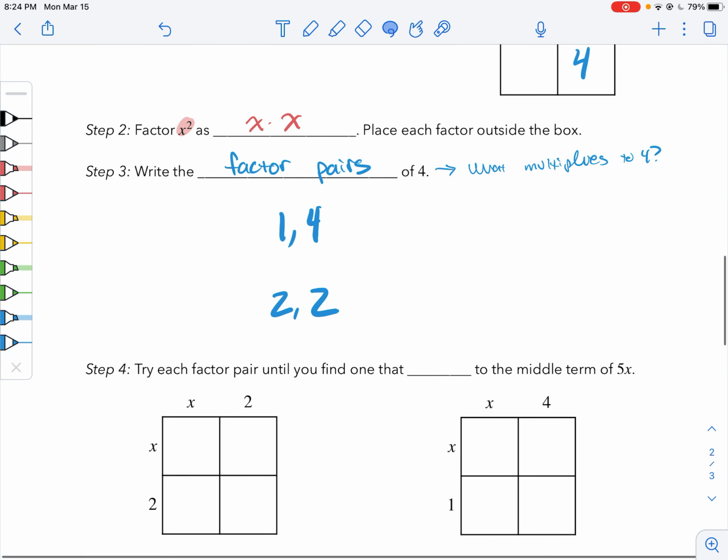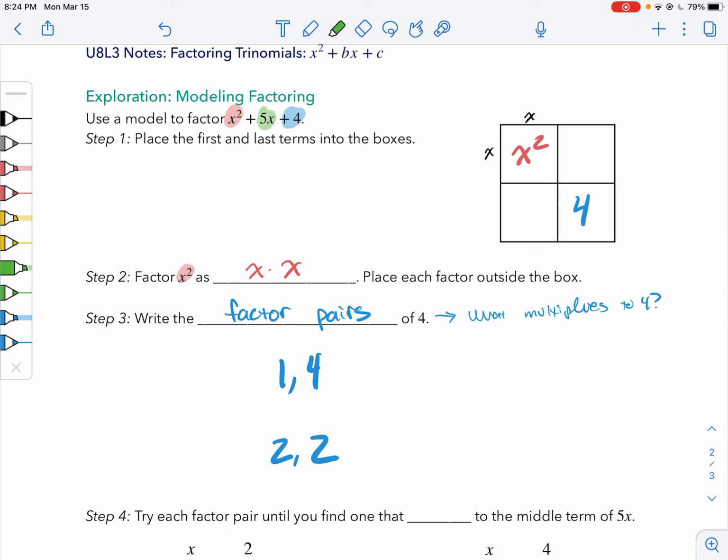Now here's the deal. We need to figure out how to get this 5x. We need this space and this space to add up to 5x. So we need the green area. I'll just put a little note: green adds up to 5x total.